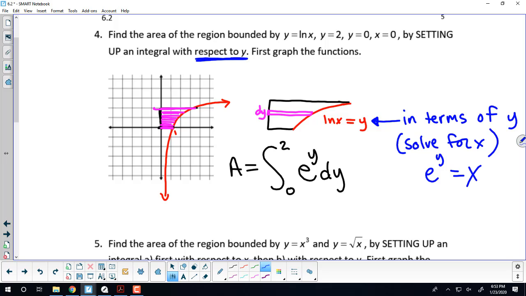So you're going to have a real hard time if you say, all right, well, with respect to y, my bounds are from 0 to 2, which is y, and then you try to integrate ln of x dx. First of all, you're integrating with respect to the wrong variable. You can't integrate ln of x yet, and 0 and 2 aren't x values, they're y values. So there is potential to mix up some stuff here.